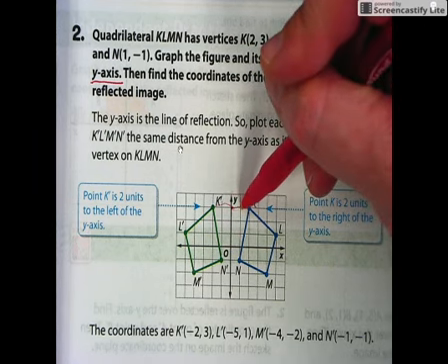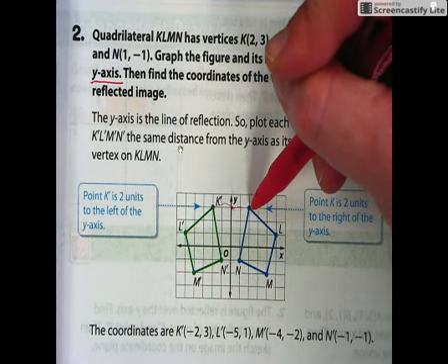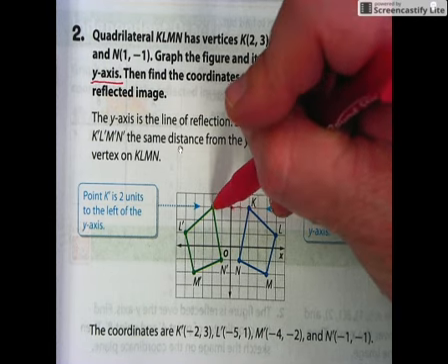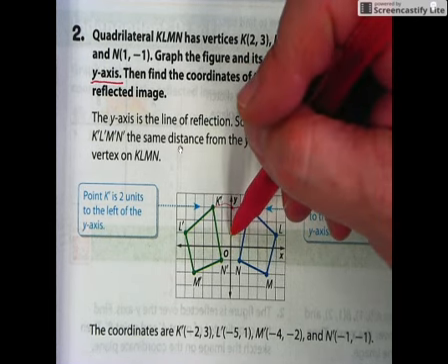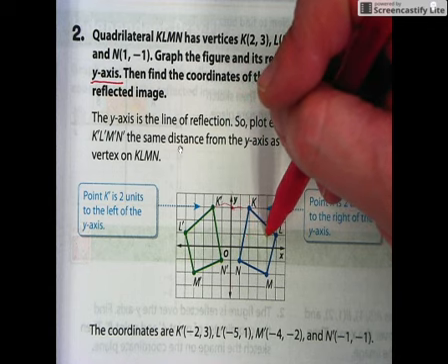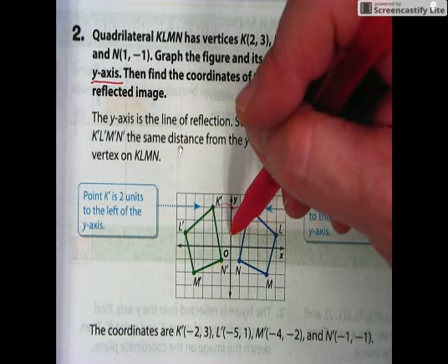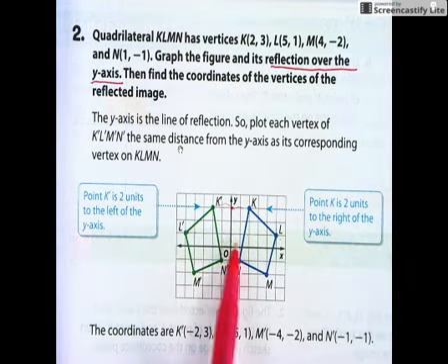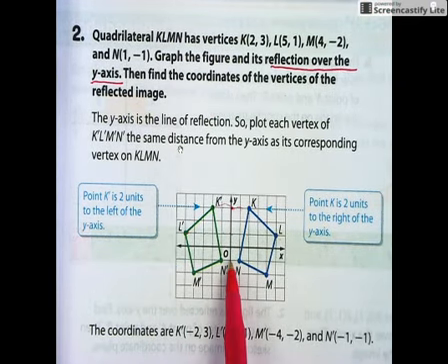So in this example, point K is 2 units away, so you're going to go back to the y-axis and count 2 units away and label it K prime. L is 1, 2, 3, 4, 5 units away. So you're going to count 1, 2, 3, 4, 5 units away on the other side and label that L prime. Same thing with N.